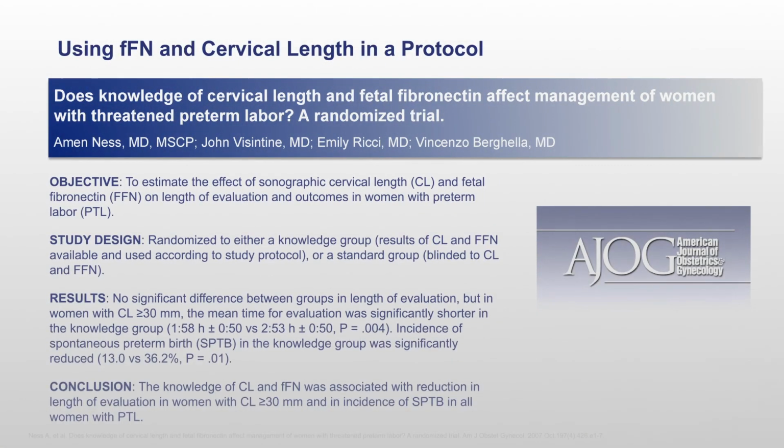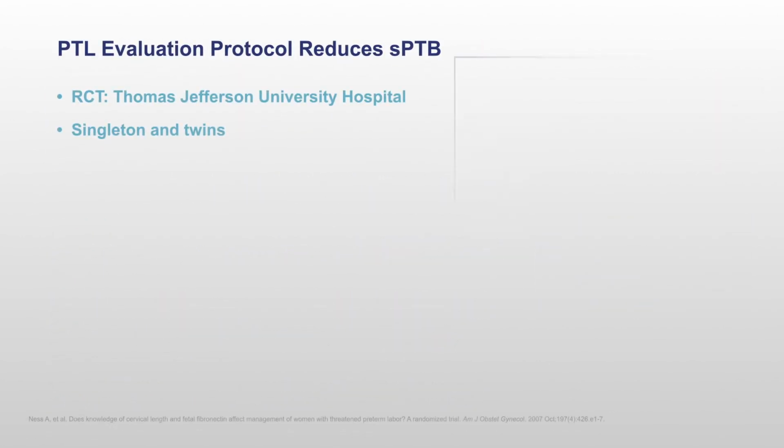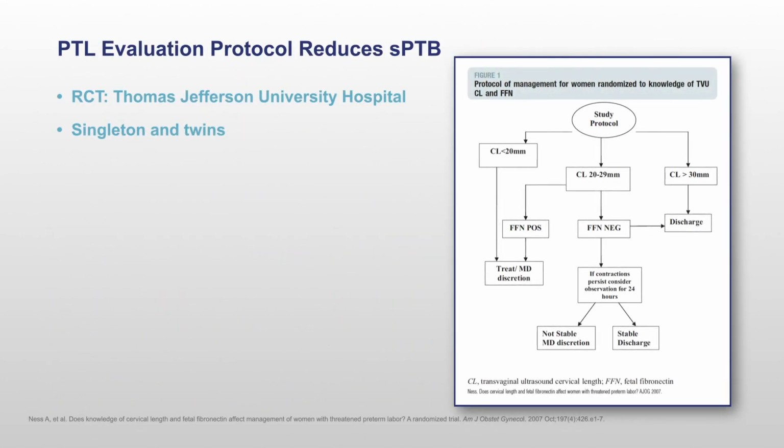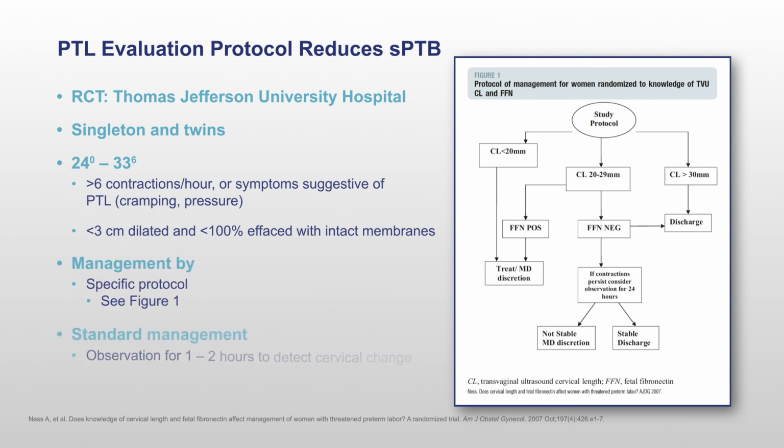I'd like to tell you about another study. This is one of my favorite studies by Amen Ness. Does knowledge of cervical length and fetal fibronectin affect the management of women with threatened preterm labor, a randomized trial? In this study at Thomas Jefferson University, they also implemented a protocol very similar to the previous protocol at the Mayo Clinic. They looked at patients between 24 weeks and 0 days to 33 weeks and 6 days, and they managed them specifically according to the protocol you see here.